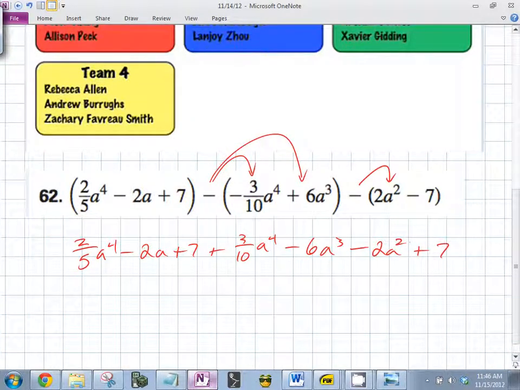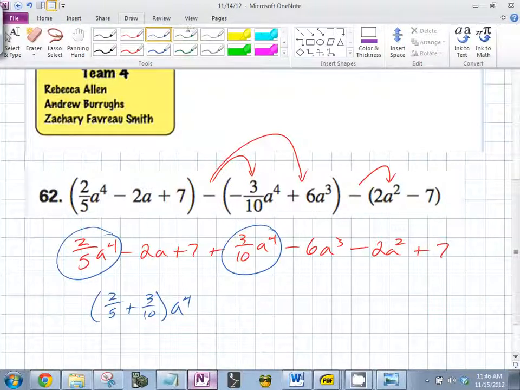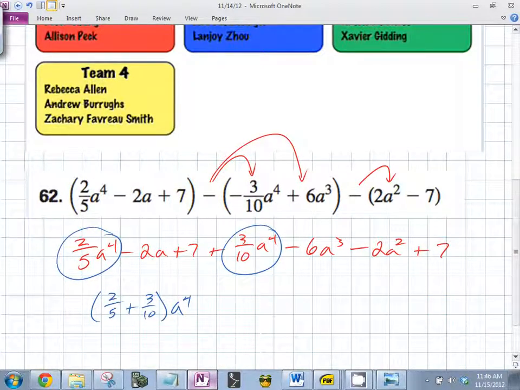And then what I like to do personally is I circle the things that have the same power. You have here and you have here. So what do you have? You have 2/5 plus 3/10 a to the fourths. Then what am I going to do? What next power? Cube. Are there any other ones? Minus 6a cubed.